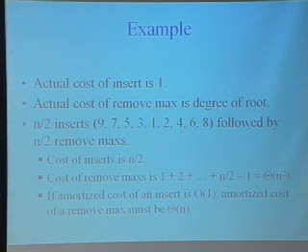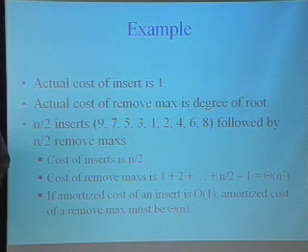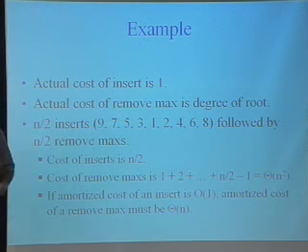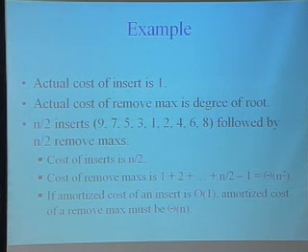Similarly, if the amortized cost of an insert is log n, then the n over 2 inserts only give you n log n. The only way to get n squared is if the amortized cost of a remove max is n. Similarly, if the amortized cost of a remove max is log n, the amortized cost of an insert has to be n. Otherwise, you can't get the n squared total sum.